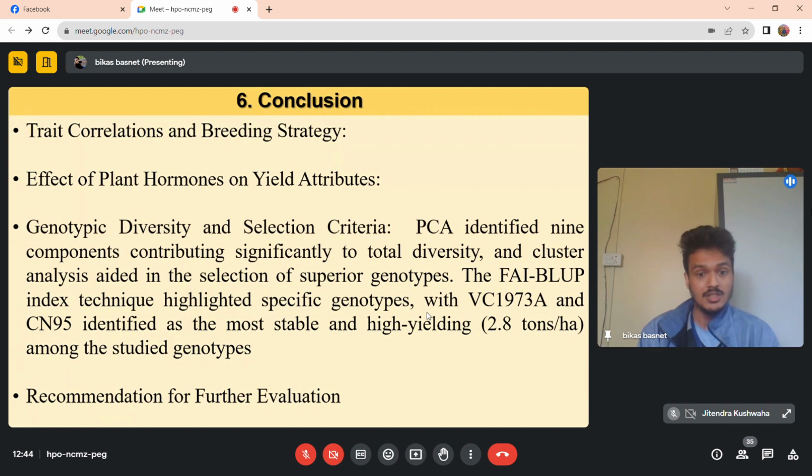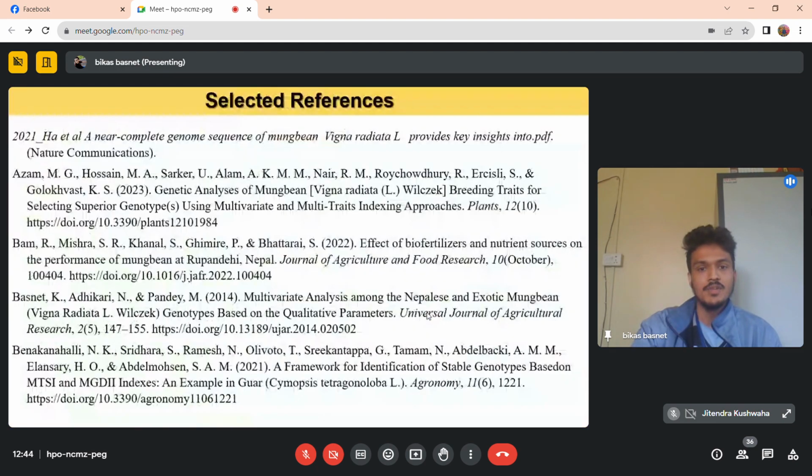So my further recommendations and evaluations for mega environmental sets for this study. And here is the selected reference for this study.